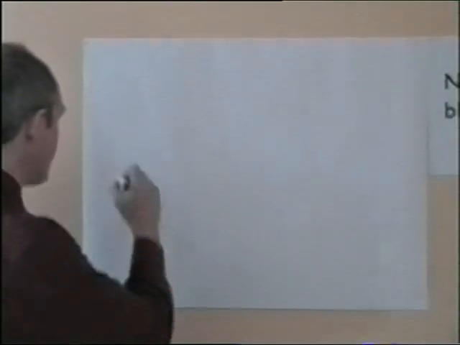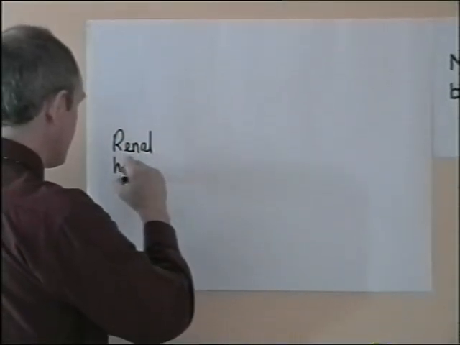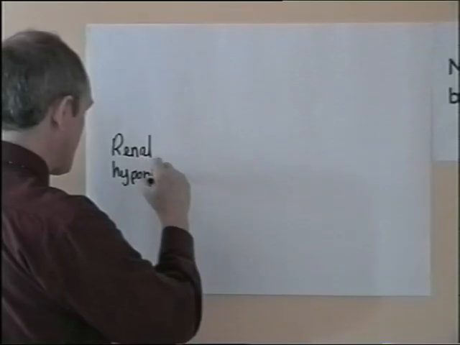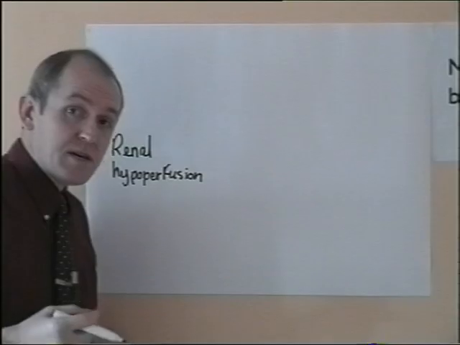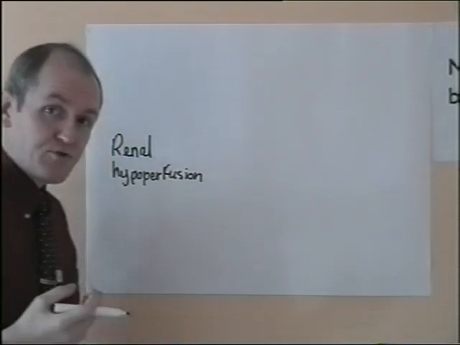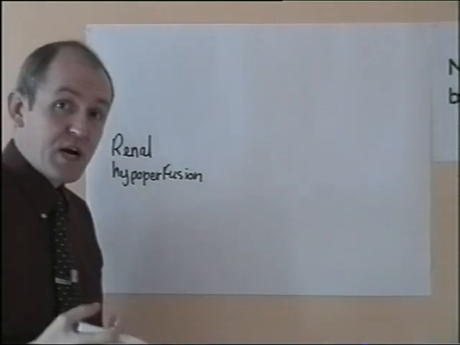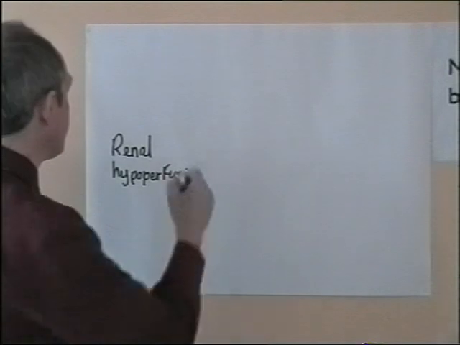So we'll start off with a renal hypoperfusion. If for any reason the blood supply to the kidney is reduced. So if there's a drop in blood pressure, the pressure of the blood entering the kidney will be reduced.